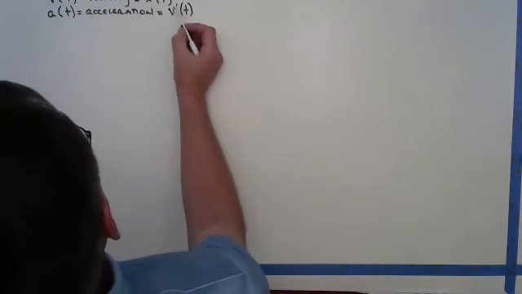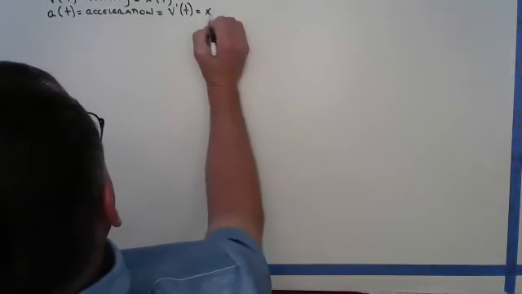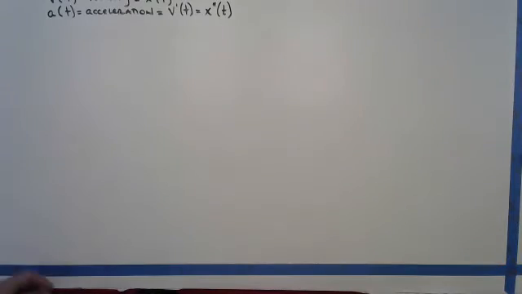Now, because of the relationship between the derivatives, that means if you take the second derivative of position, you also get acceleration. We talked about this back in chapter 3, and we had some homework problems where they asked about velocity and acceleration.